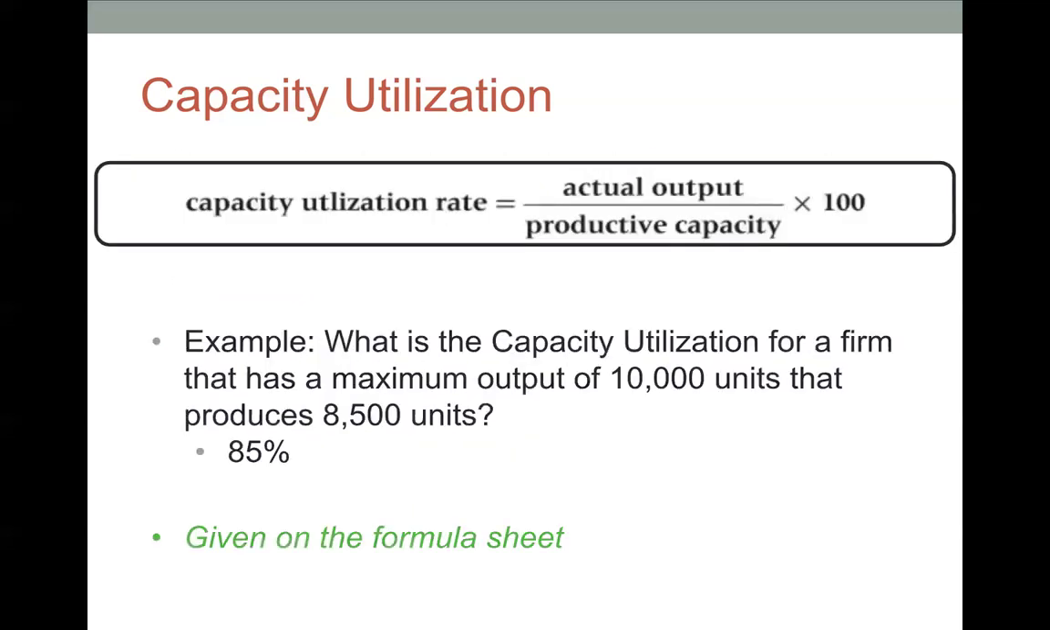So here is the formula. It's given to you, but there is a little bit of an area where you could get confused because you have to know the term productive capacity to know what goes into it. So for capacity utilization, you will take your actual output of the business, divide it by what the maximum output is, which is known as productive capacity, and then multiply that by 100. So if we have maximum output of 10,000 units, we produce 8,500. We are at an 85% capacity utilization rate.